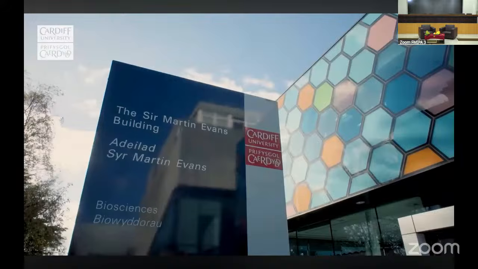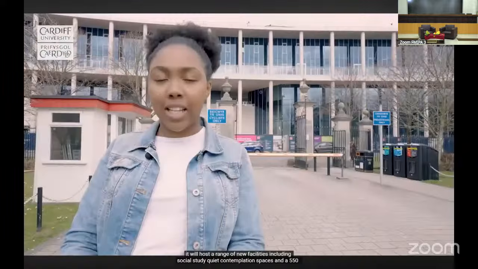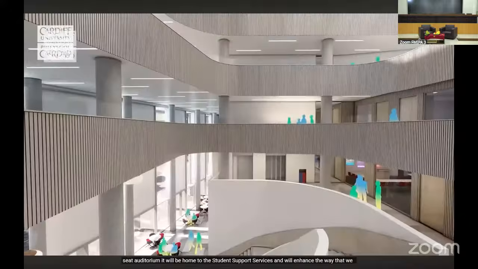Our brand new Centre for Student Life is nearing completion just behind the main building. It will host a range of new facilities, including social study, quiet contemplation spaces and a 550-seat auditorium. It will be home to the Student Support Services and will enhance the way that we support students. It will also provide the perfect link between the university and the Students' Union.